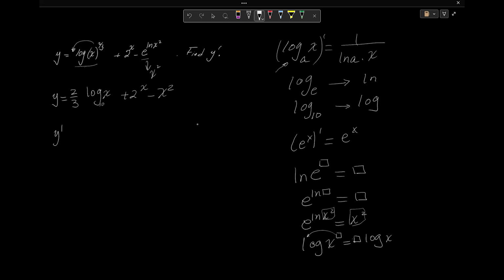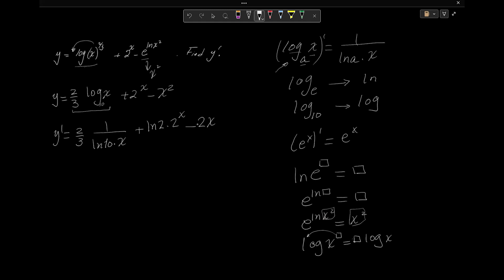So y prime equals the derivative of this term. 2/3 comes along for the ride. Now I have log base 10 of x. Log base a of x is 1 over the ln of 10 times x, plus 2 to the x. The derivative of this is, again, the ln of 2, one of the formulas that we have, times 2 to the x. Minus the derivative of x squared, which is just 2x to the first power.